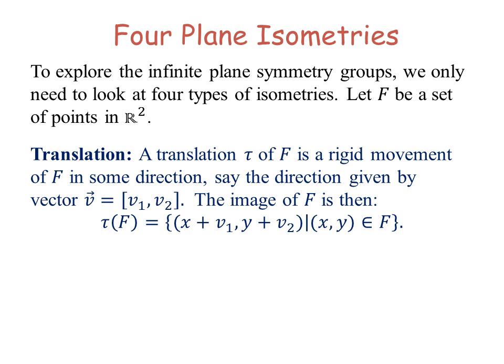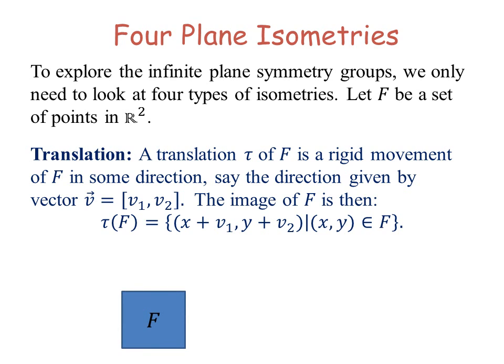To explore the infinite plane symmetry groups, we only need to look at 4 types of isometries. Let F be a set of points in R2. A translation, tau, of F is a rigid movement of F in some direction, say the direction given by vector v with components v sub 1 and v sub 2. The image of F is then tau of F, the set of all points x, y in F which have first coordinate x plus v sub 1 and second coordinate y plus v sub 2.